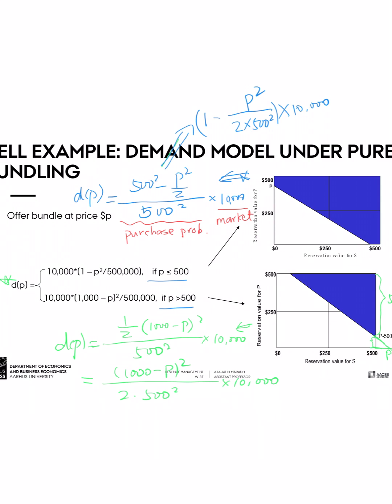In revenue management, the most important part is to estimate the demand. This is just one example to show how we should estimate the demand function when you have two products, or when the two sales are correlated.